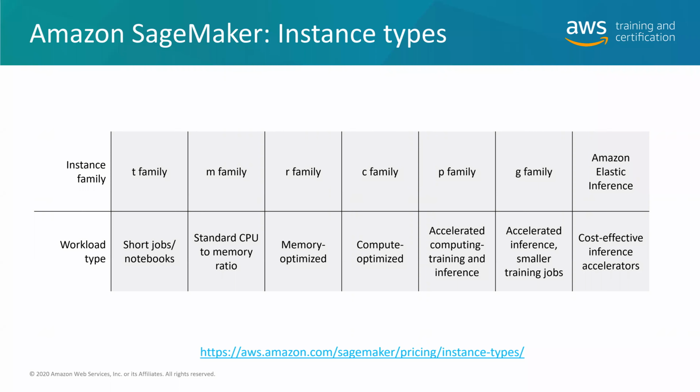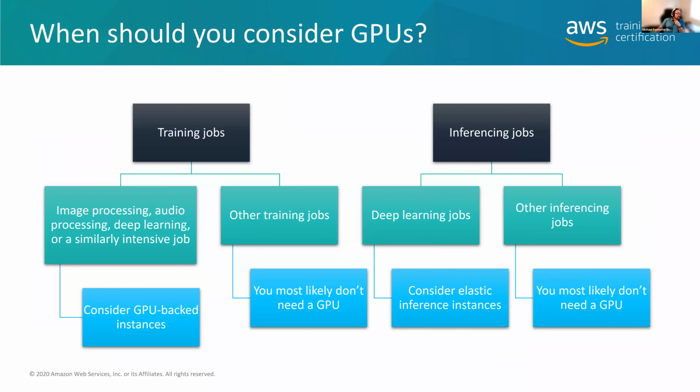That's specifically for inferencing? Well, mainly I would tell you, for anything deep learning related, right? That's probably where I would look at neural networks, deep learning, that kind of thing. I would probably focus more on GPUs in that particular case. Otherwise, you may not actually need GPUs. For example, if you're doing image processing, audio processing, deep learning, or intensive jobs, that probably would make a lot of sense.